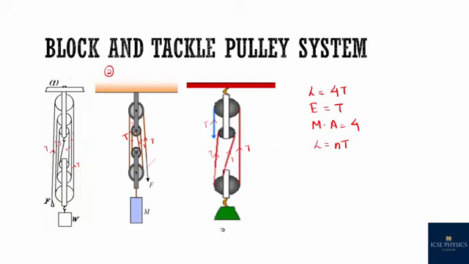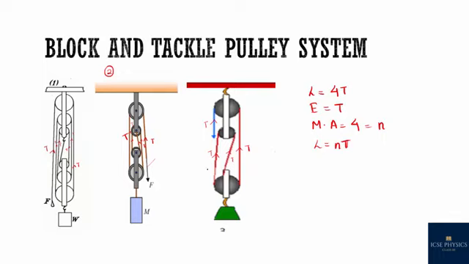So for the number of pulleys in the block and tackle system, the load becomes N into tension. N is the number of pulleys. Now what will be the mechanical advantage? Mechanical advantage is equal to N, the number of pulleys, so the total number of pulleys in both the blocks.